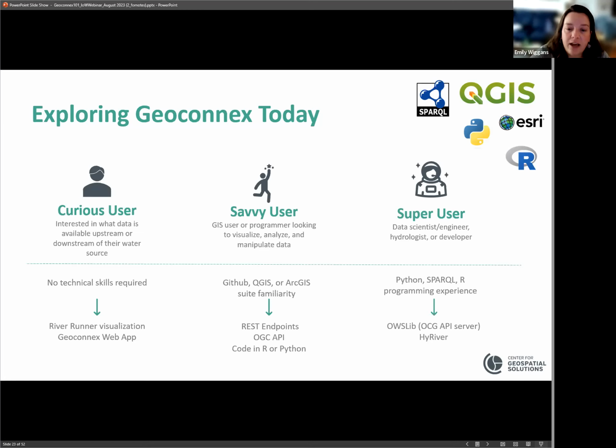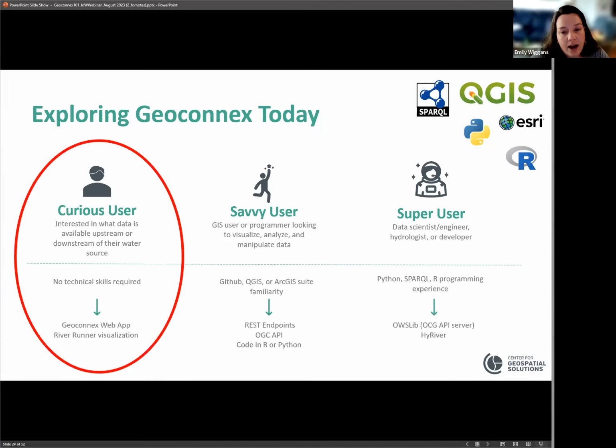And then finally, as I've mentioned, a super user. So that to us is somebody who's more of a data scientist or an engineer, someone who's familiar with Python, SPARQL, or R. Maybe you're a higher level developer. And for those, we won't be covering as many materials today, but we do have some resources for you available as well. I would definitely direct you to our documentation center, but we have existing tools in the form of OWSLib and HyRiver.